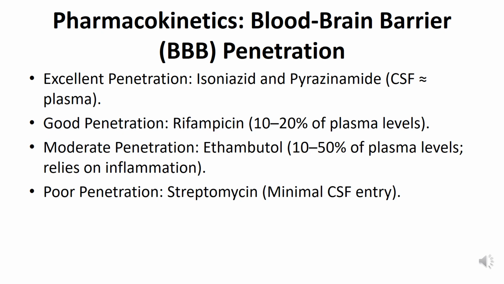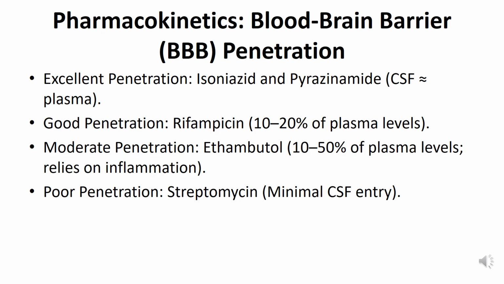Let's look at how the major anti-tuberculosis drugs perform. First, we have isoniazid and pyrazinamide. These drugs demonstrate excellent penetration into the central nervous system. In fact, concentrations in the cerebrospinal fluid often approach those found in plasma. This means that significant amounts of the drug successfully cross the blood-brain barrier and reach the site of infection. Their strong CNS penetration is one of the reasons they are considered key components of treatment for tuberculous meningitis.